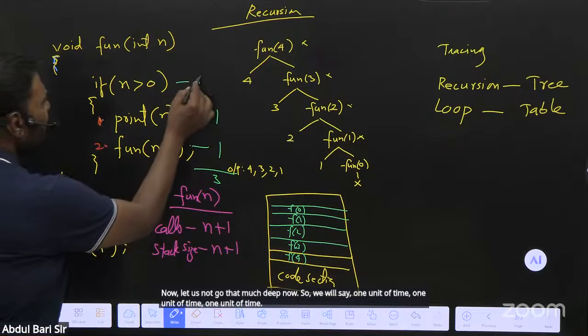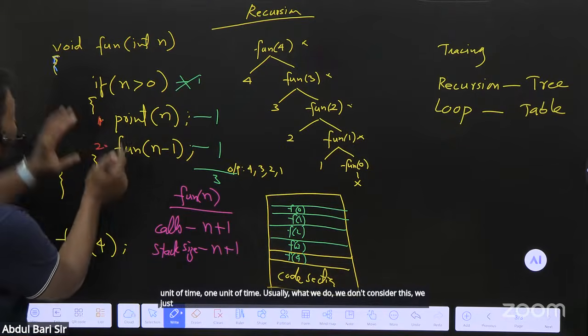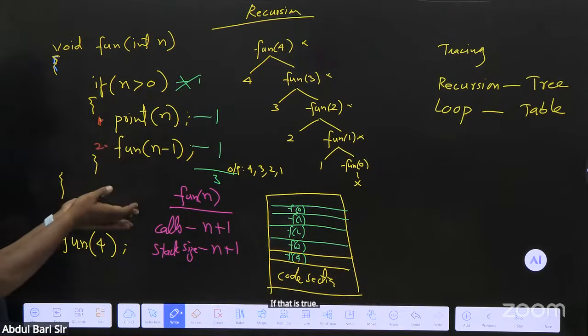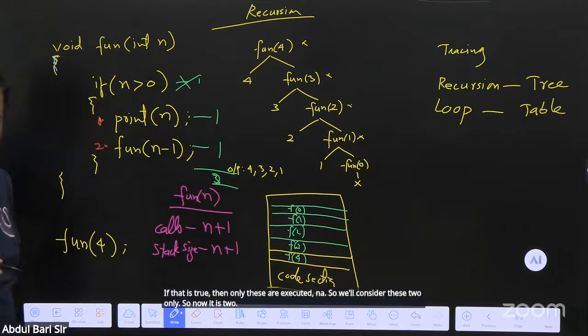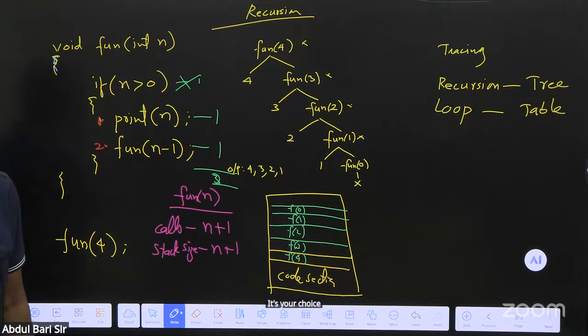Usually what we do, we don't consider this. We just see this statement. If that is true, then only these are executed. So we'll consider these two only. So now it is 2. It's your choice how much you want to count.